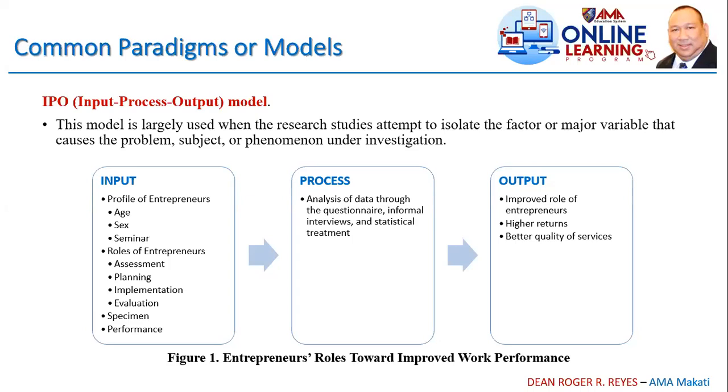So the inputs will be profiles of entrepreneurs, their roles of their specimen, and then their performance. Ang processing natin ay, of course, we analyze the data to the questionnaire or informal interview and statistical treatment. Etong process, ito na yung research process nyo. You gather data, you analyze them, you interpret them using statistical treatment para makita nyo yung summary and conclusion. Therefore, ang output na marirealize natin ay improved role of entrepreneurs, pwedeng higher returns, and better quality of services.